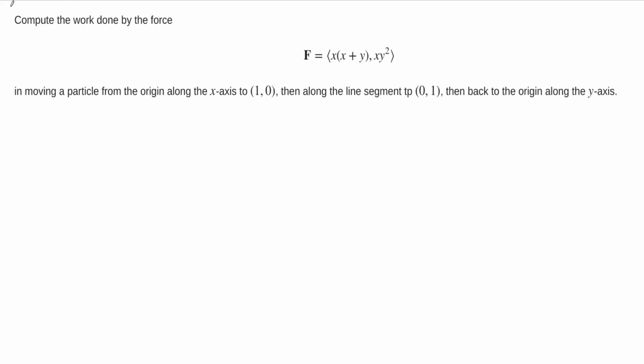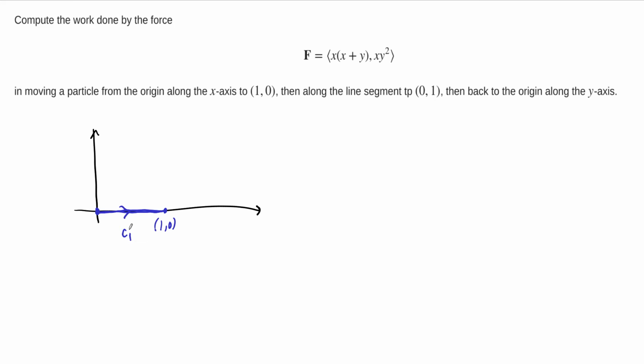In this example, we're asked to compute the work done by this vector field on a particle that's moving along this kind of straight line path. The path moves from the origin along the x-axis to the point (1, 0). So the path is given by 3 different line segments, it looks like.